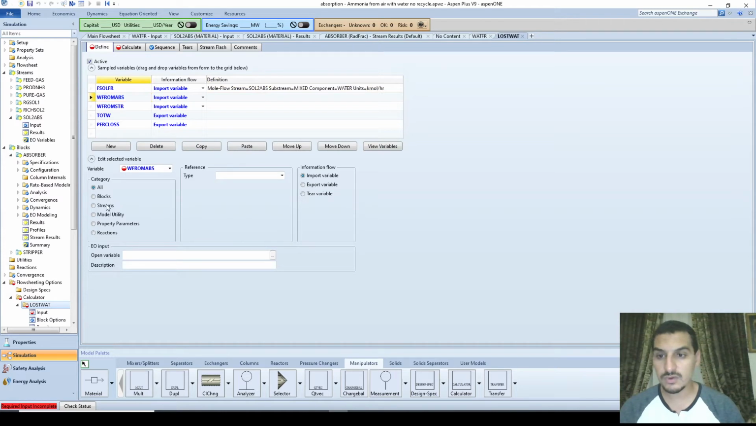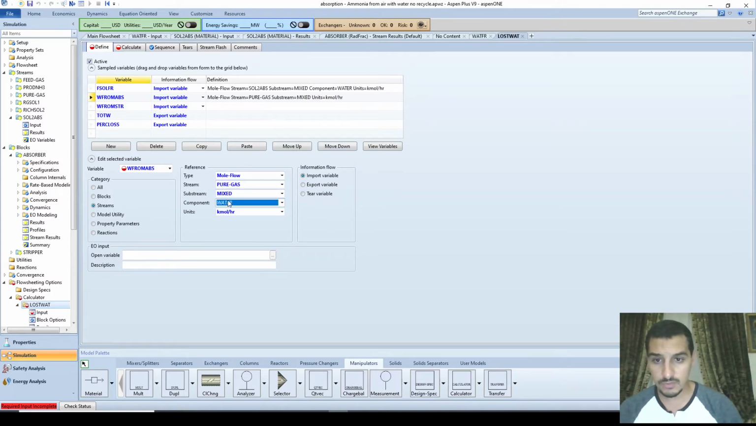The water from absorber is going to be the mole flow of the stream, which is the pure gas, and the component is water as well. The third one, which is water from stripper, is going to be a stream, and this is going to be mole flow for the stream, which is the product ammonia, and this is water as well.